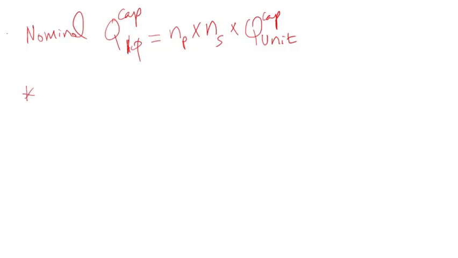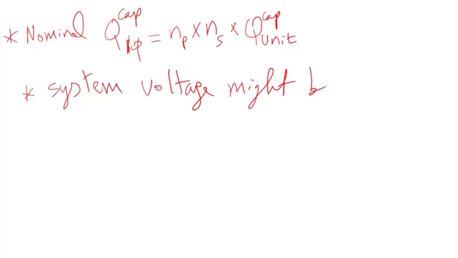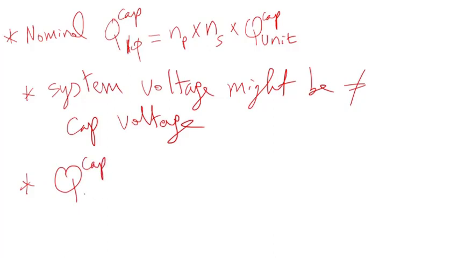So notice the system voltage might be different from the capacitor bank voltage. The capacitor bank might be rated at one voltage, but when it's connected to the power grid, the system might be 138, 145 kV or 161 kV and so on and so forth. And one thing I forgot to mention here, the capacitor bank 3-phase rating is just 3 times the single phase rating. And I'll give an example which will make this clear.